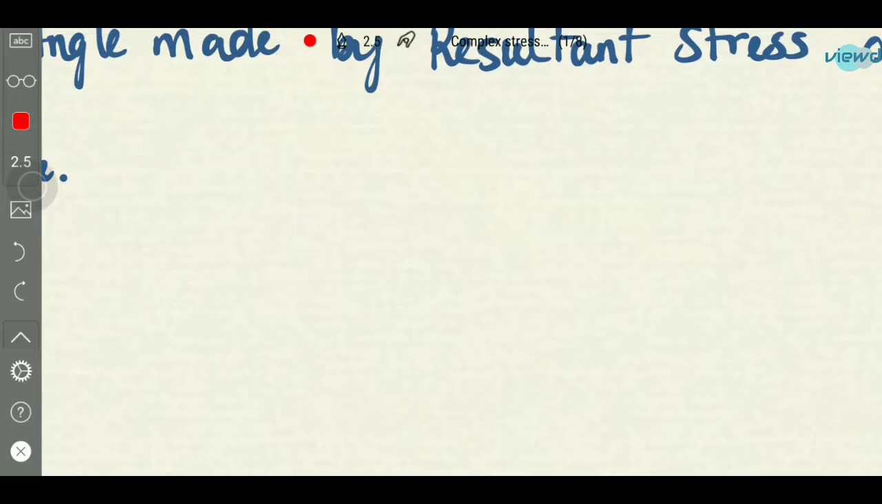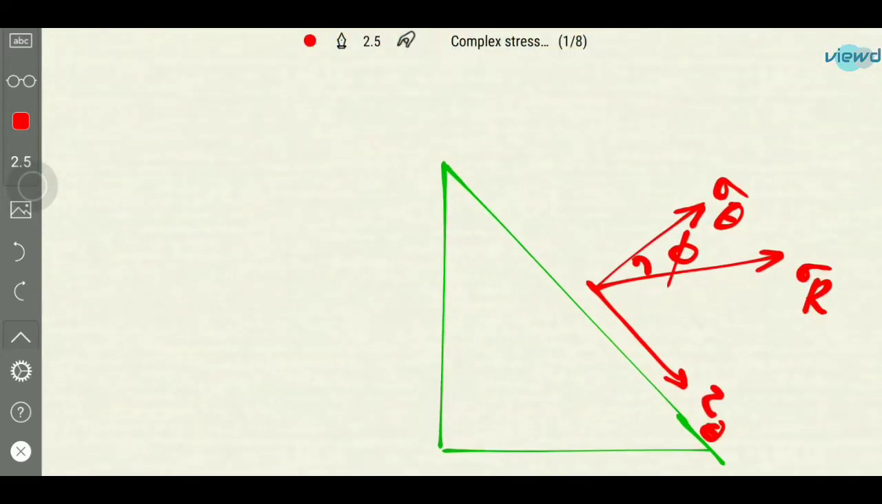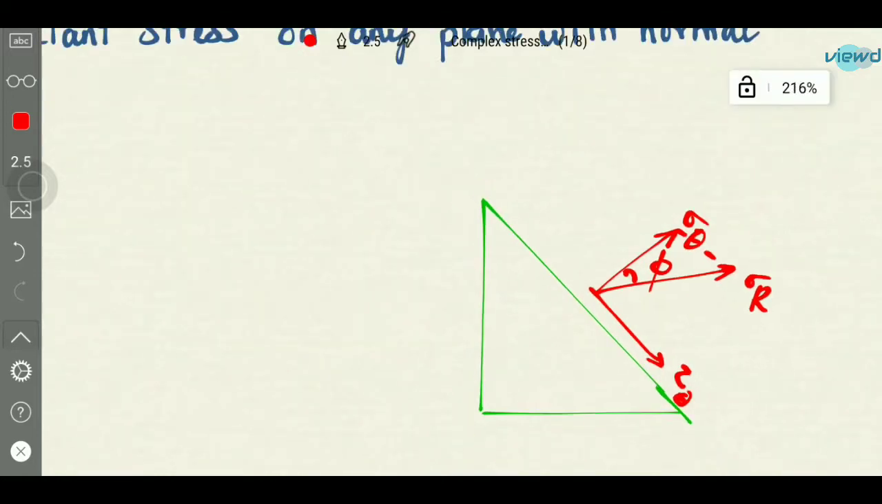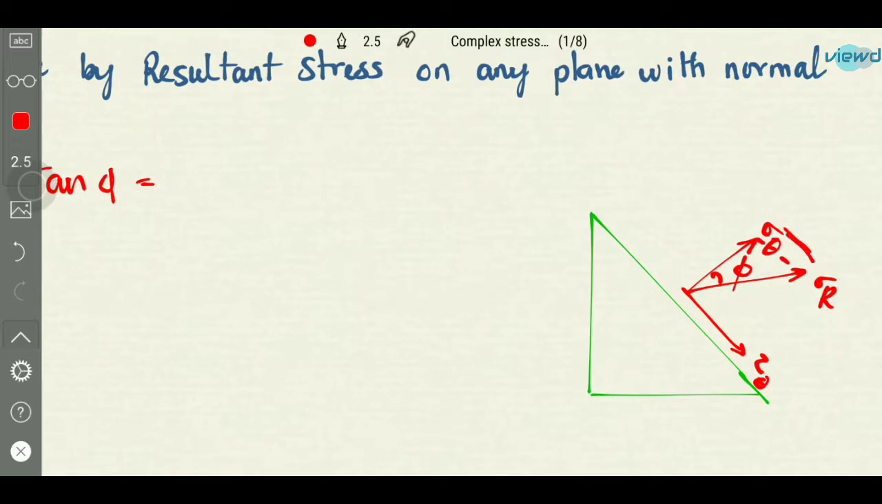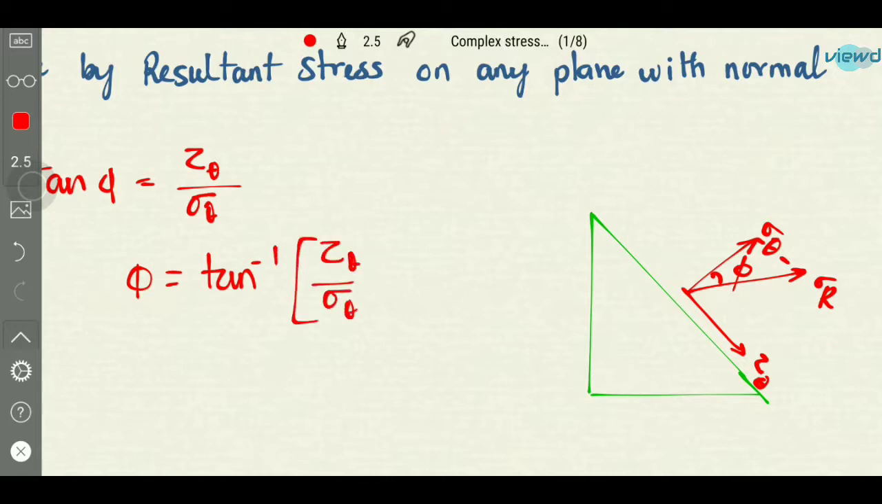So what will be the angle? If you consider this as a right angle triangle, tan phi is equal to opposite side by adjacent side. Opposite side is this side, which is equal to tau theta, divided by the adjacent side, which is sigma theta. So the angle of obliquity will be tan inverse of tau theta by sigma theta.